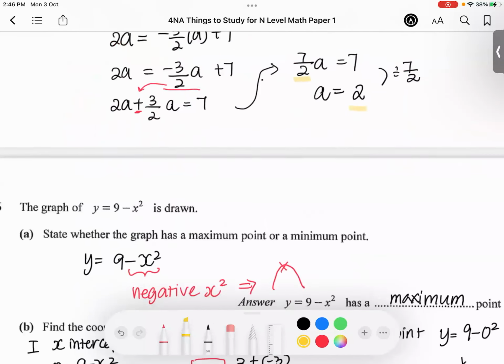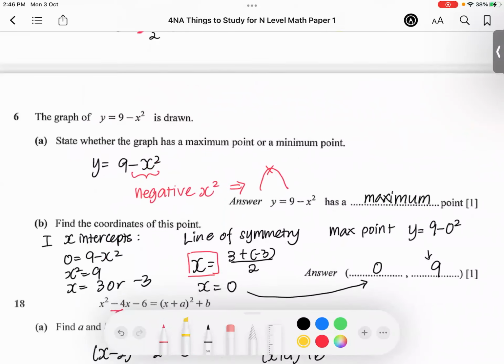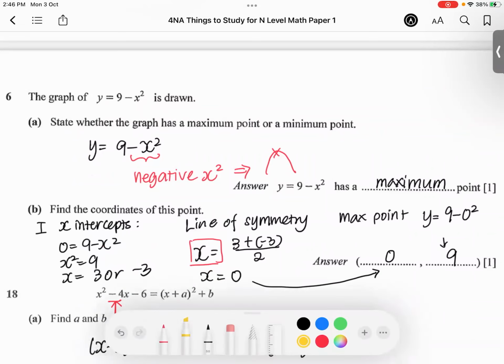Now, in the next few parts, you will see me keep repeating the same few things. For a general quadratic graph, meaning involving x squared type, we always have 3 things. I love money: I, L, and M. I for intercepts, got x-intercept and y-intercept. L for line of symmetry. M for maximum or minimum point. These are the general steps to help you answer the majority of the questions involving graphs.